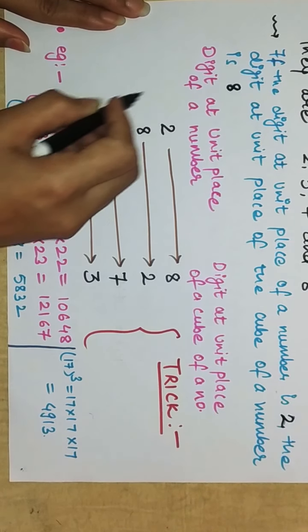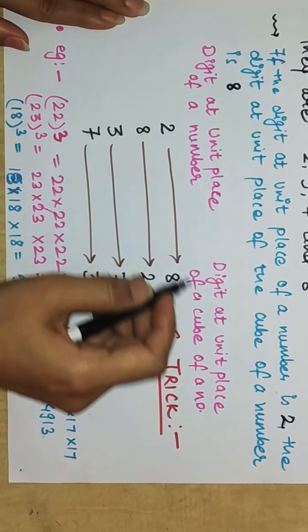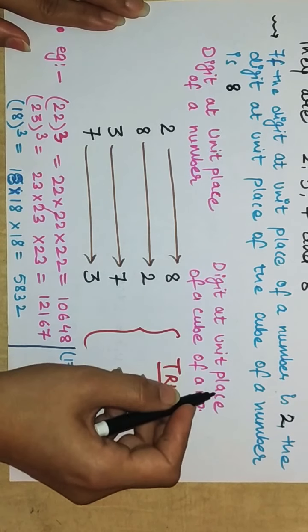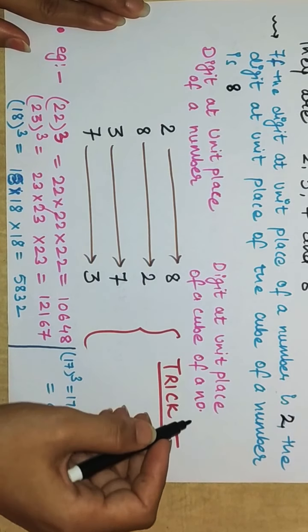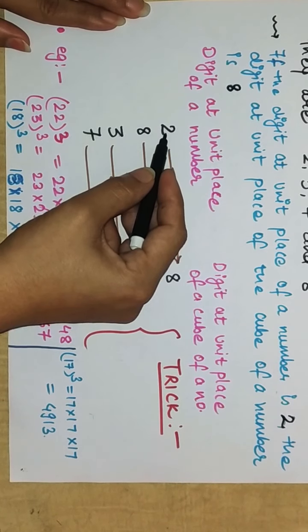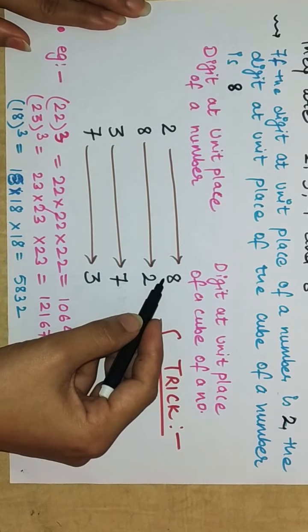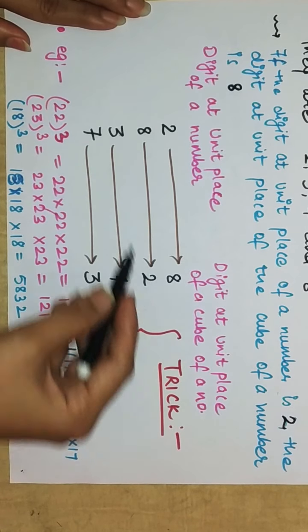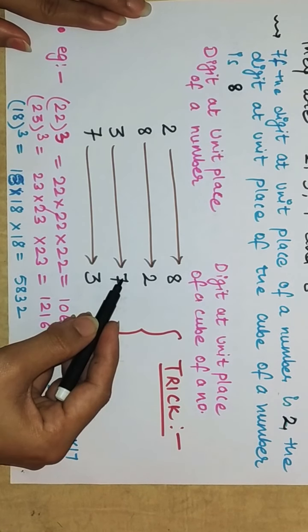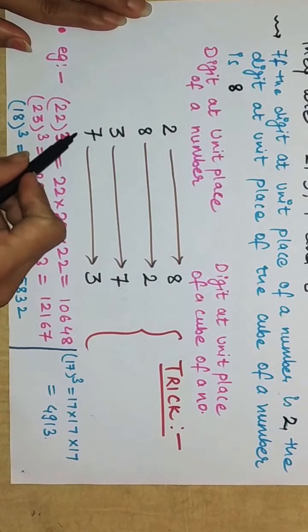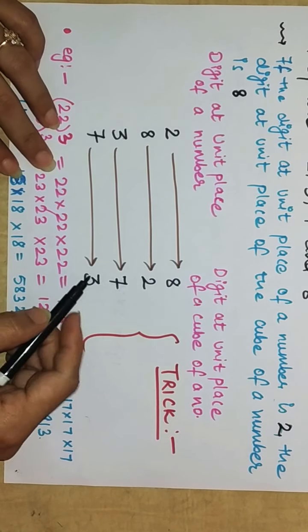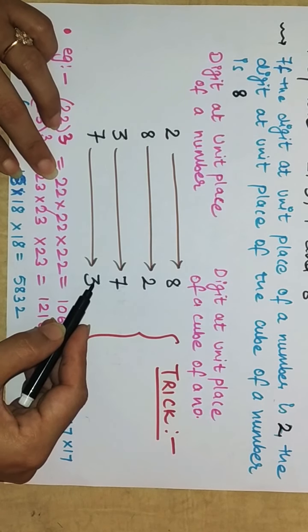See, on the left side I have written the digit at the unit place of a number and on the right side I have written the digit at the unit place of the cube of the number. If it is 2, you will get 8 as the digit at the unit place of the cube. If it is 8, you will get 2. If it is 3, you will get 7 in the cube of that number. If it is 7, you will get 3 in the cube of that number.